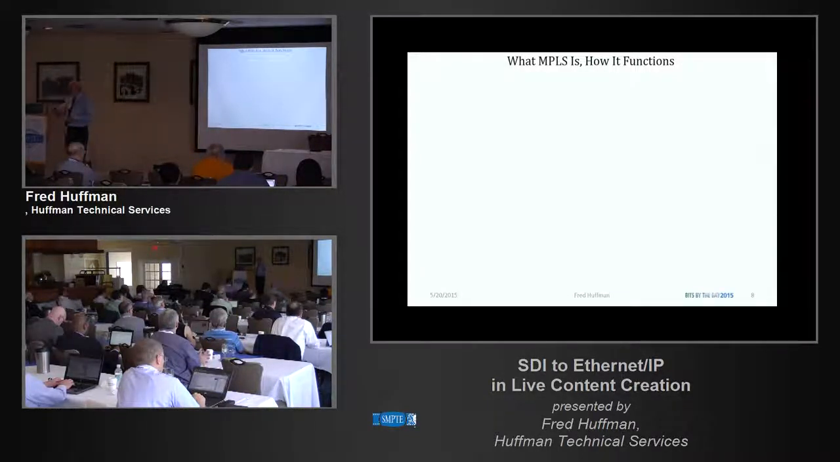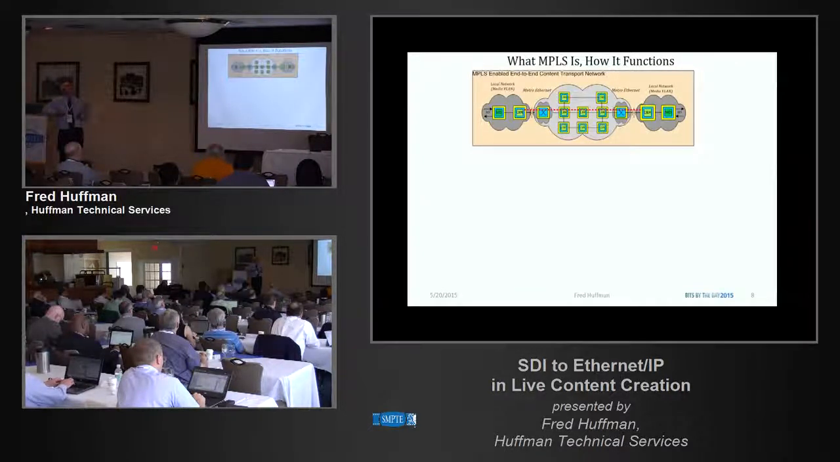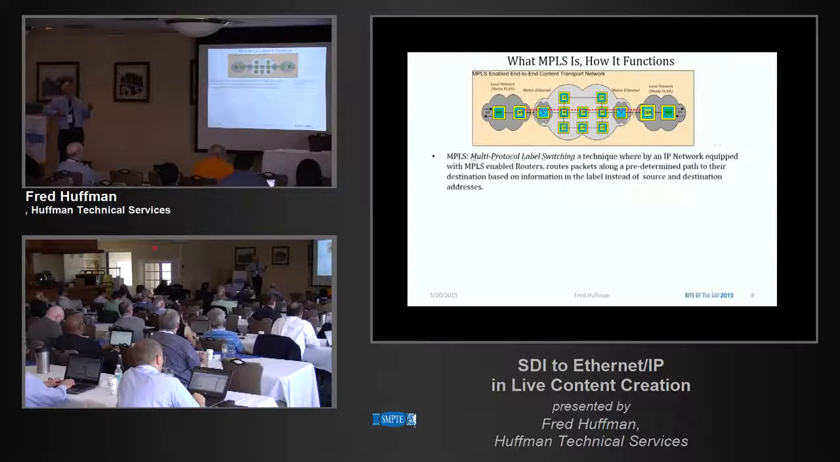Now, what MPLS is. This is my simple way of trying to explain it because this is the way I understand it. Take an end-to-end connection. MPLS, multi-protocol label switching, is a technique whereby an IP network equipped with MPLS-enabled routers, and that's very key, routes packets along a predetermined path to their destination based on information in the label instead of the source and destination address that you normally use in best efforts Ethernet routing.